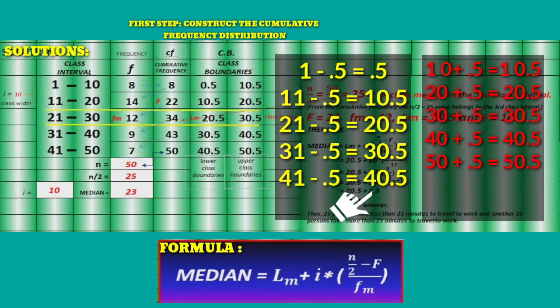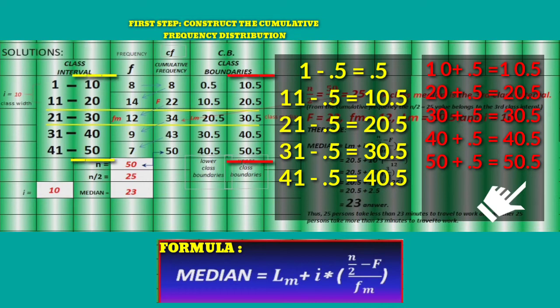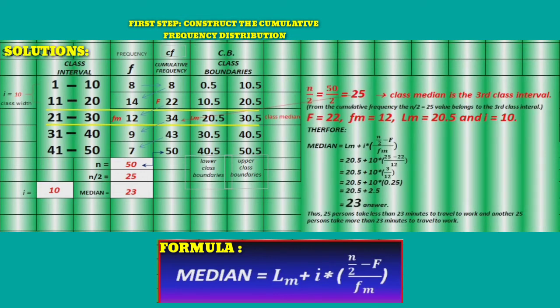And if you add 0.5 to each of your upper limits, the result is your upper class boundaries. In short, to get the upper class boundaries, just add 0.5 to each of your upper limits, and the result will be your upper class boundaries. And now we are done with the first step to construct the cumulative frequency distribution.